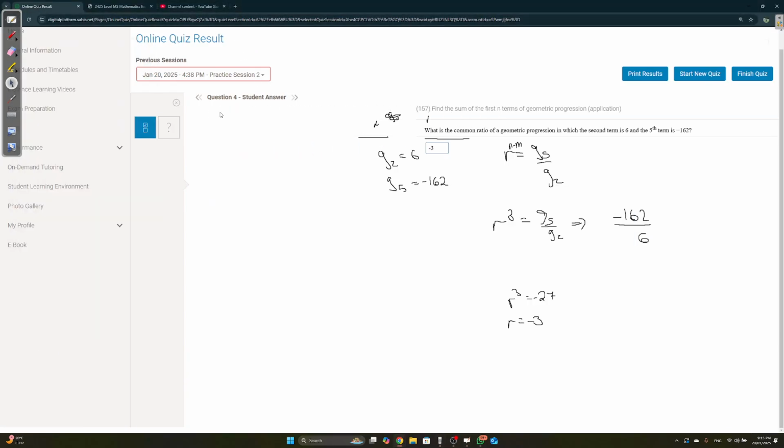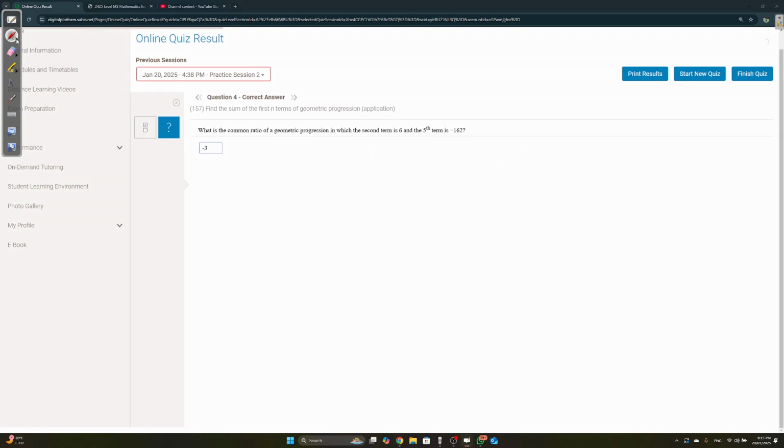Okay. Question 4. The sum of the first 4 terms of the geometric progression is 11 over k. What is the value of k? So over here, the sum of a geometric progression. Obviously, you can just add them, right? I mean, I guess that's the first thing someone would think of over here.